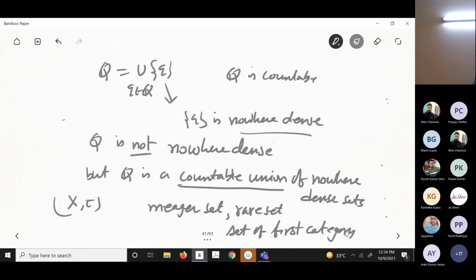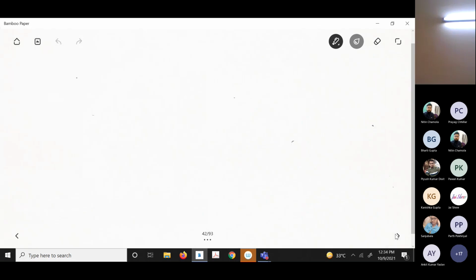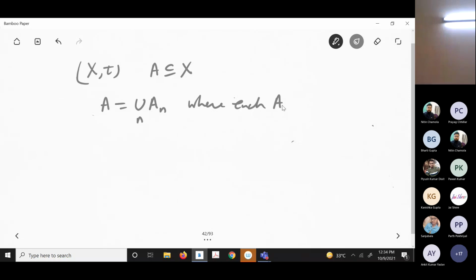That is called a meager set or set of first category if there exists a sequence of nowhere dense sets such that A equals this. That means you are having this. Let me define formally. So you have (X, tau), the topological space, A a subset of X. Then A is called a meager set if A can be written as a countable union over n belonging to the natural numbers, where each A_n is nowhere dense. That is, the interior of the closure is empty.